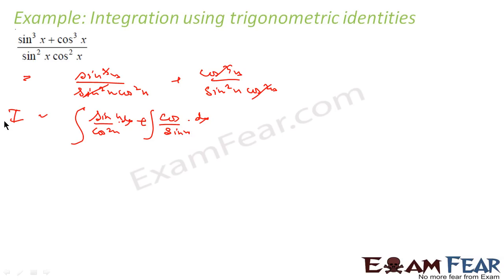Correct? Now finding this is very simple actually. In this case, if you take cos x equal to t, you'll get sine x dx in the numerator and that will cut off. If you take sine x equal to t, you'll get cos x dx. So I'll take the first part now.